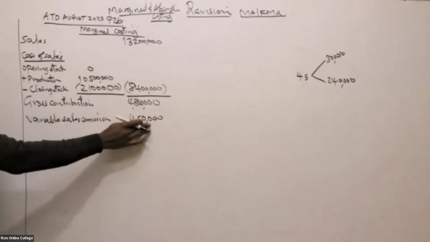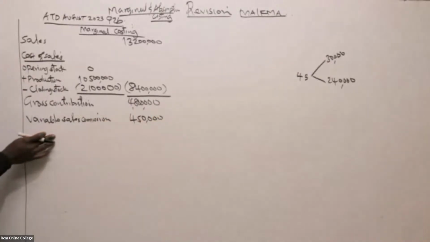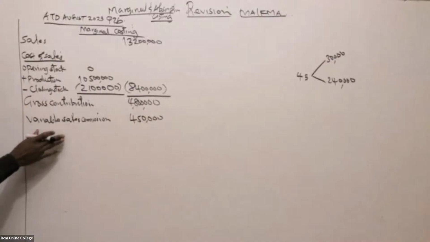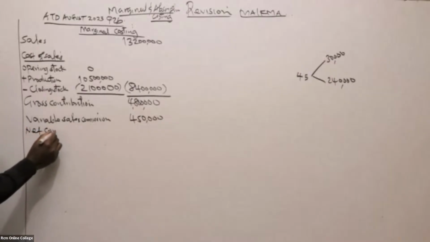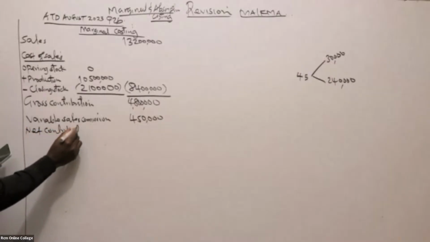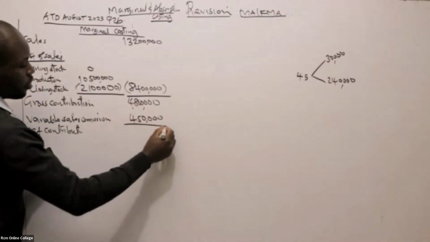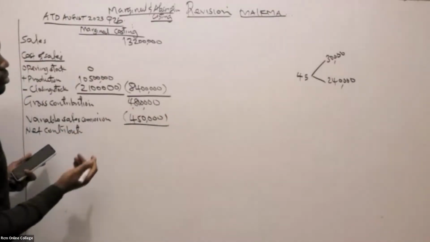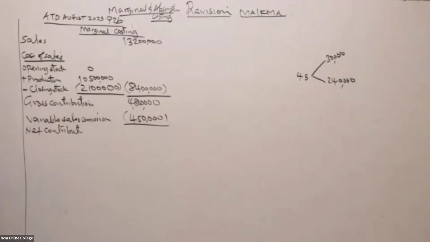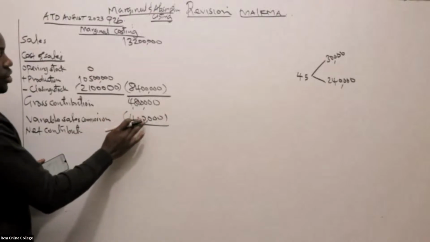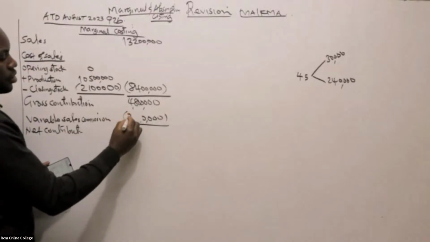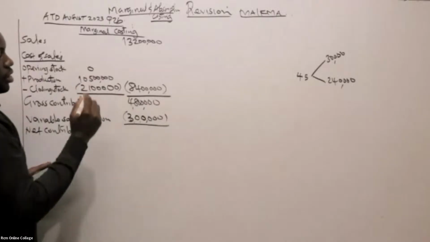Now, when I deduct variable expenses or the variable non-production expenses from my gross contribution, whatever you'll be getting is called net contribution. So we cannot talk about net contribution if that is the only variable expense. So 4 million minus 450,000 gives us how much? I'm told it is 300,000, not 450. Sorry for that, 300,000.